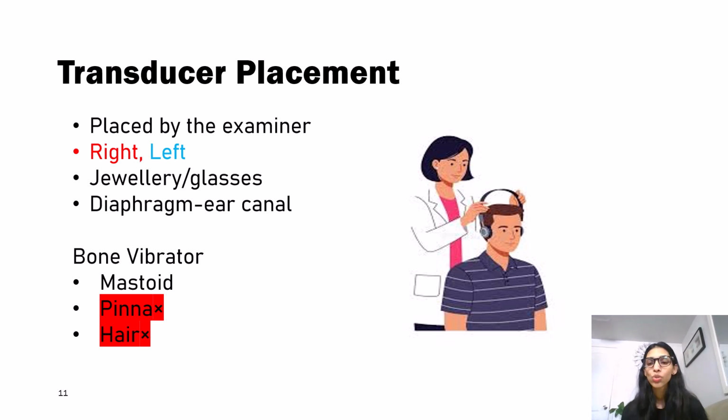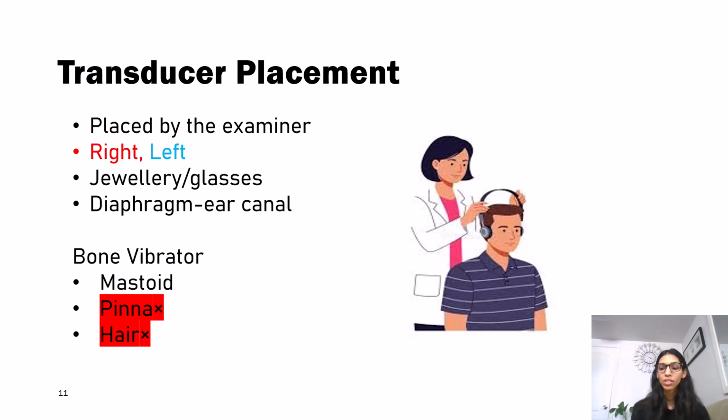While placing the bone vibrator, it has a part which vibrates, so that vibration plate has to be placed on the mastoid behind the ear, the bony protrusion. So you have to place that part on the mastoid and then pull the other side and place the band somewhere on the opposite side, and make sure that it is sitting properly, and it should not touch the pinna because it can again get attenuated, or it should not be over the hair.